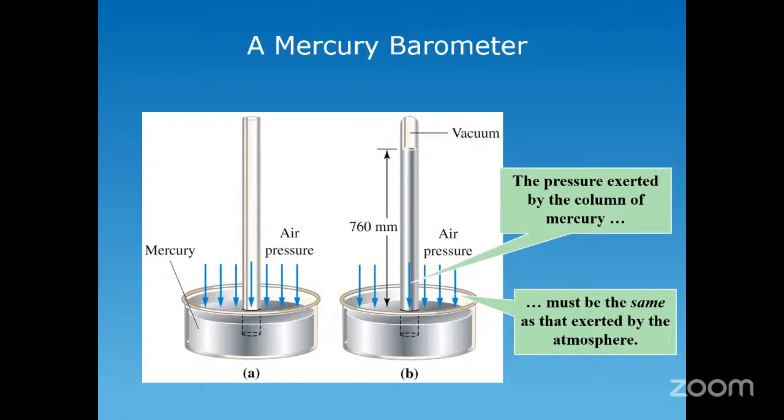Okay, so that's where the relationship between the atmosphere unit and the millimeter mercury unit was derived from this kind of experimental setup. All right. Okay. Let me see here.